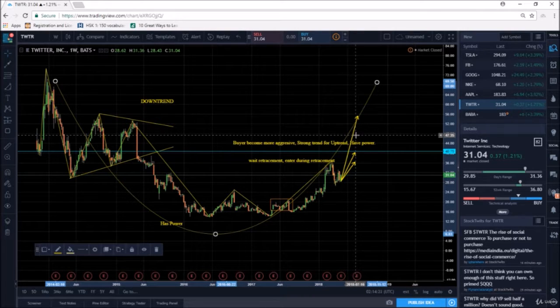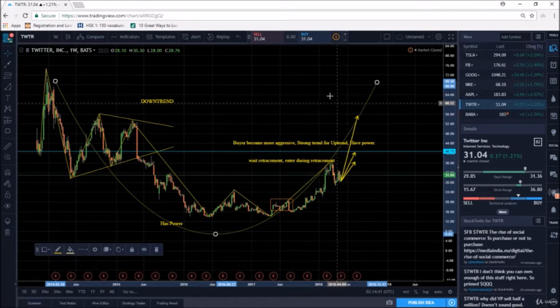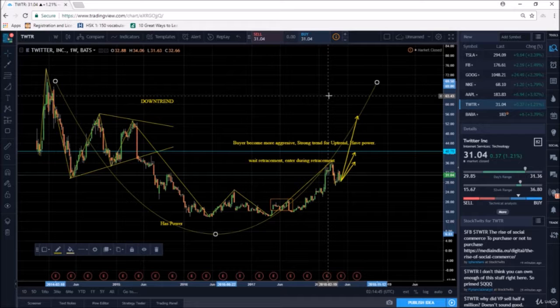All right, I hope this sharing and this analysis are beneficial for you. We included our power analysis, we saw the trend analysis, and we saw Fibonacci for our extension or projection, or profit target, take-profit target. Right, thank you. See you in the next section, where I will analyze more stocks.